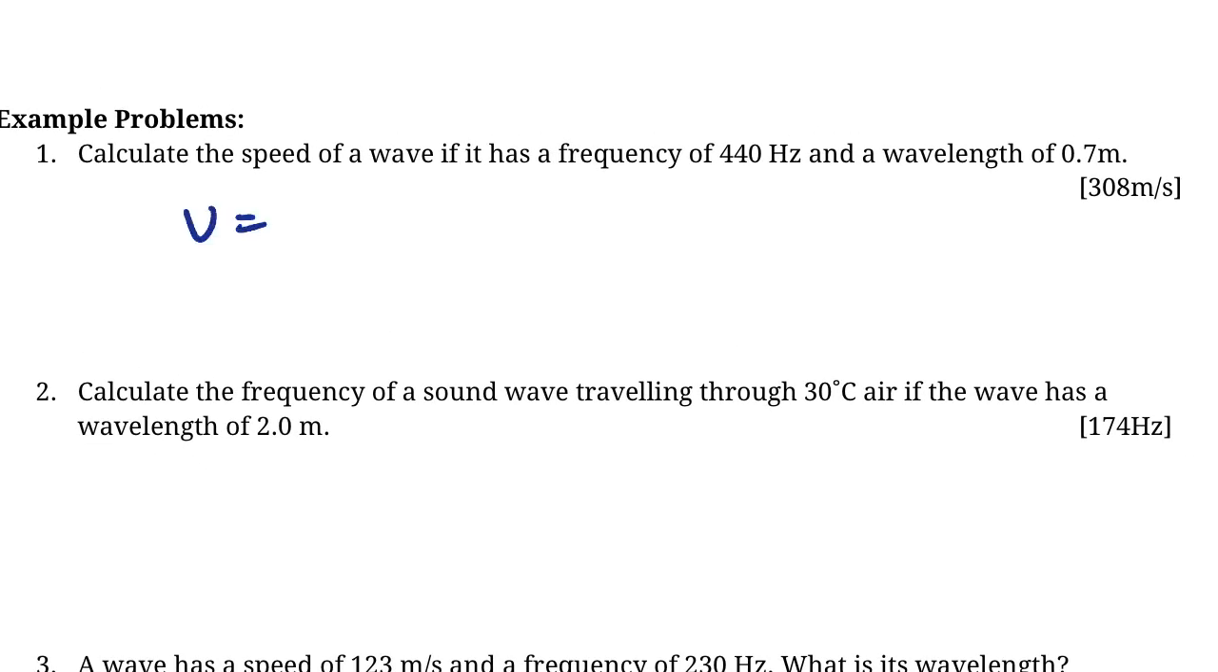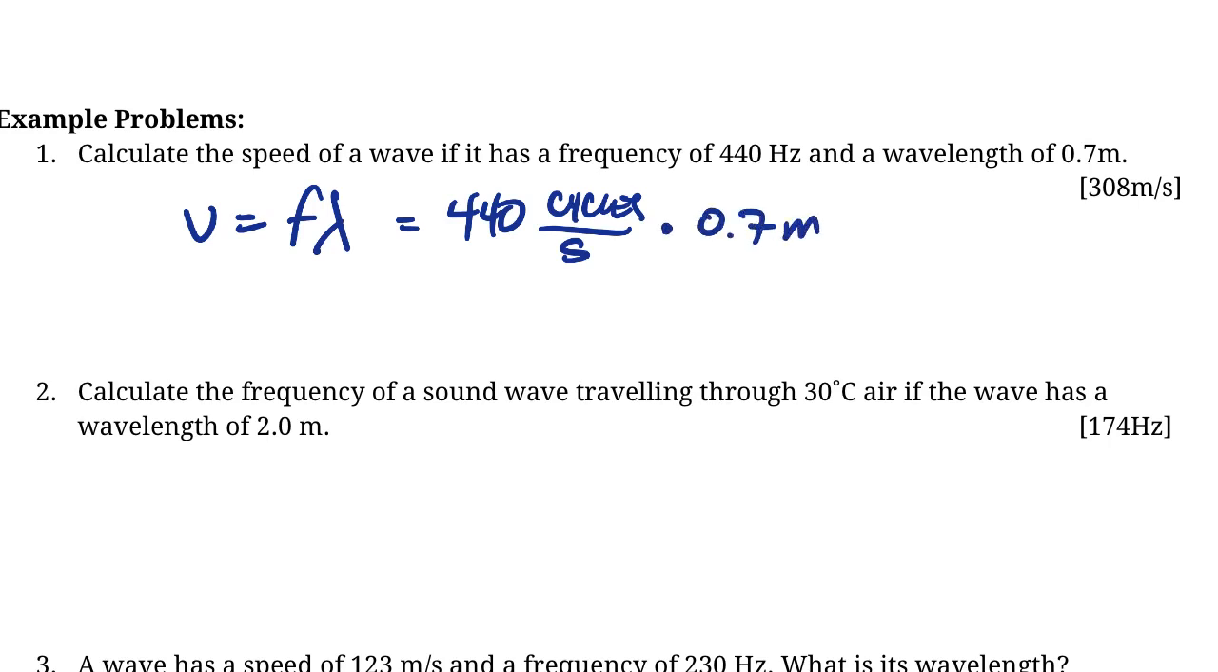So we know the speed of a wave is equal to the frequency times the wavelength. In this question, the frequency is 440 hertz, or I'm going to write cycles per second, just so we can see the units cancel out. Cycles per second times 0.7 meters per cycle, because that's what a wavelength is. It's the length per cycle. You see the cycles cancel out, and we're left with the answer, which to 3 significant digits ends up being 308 meters per second.